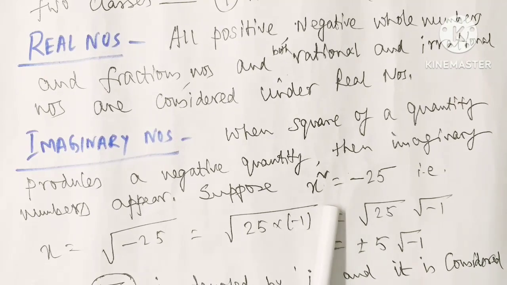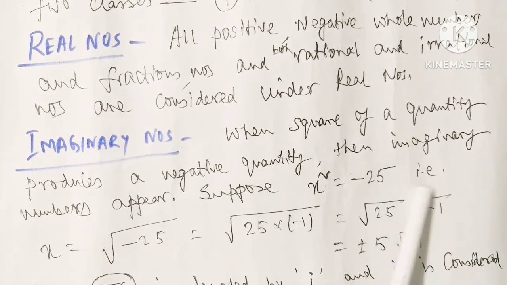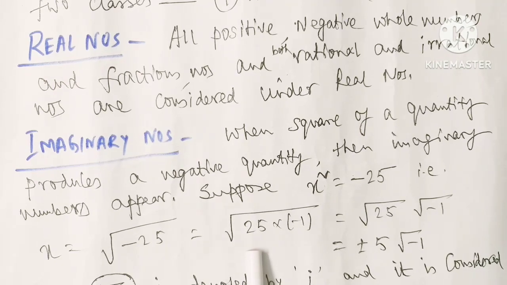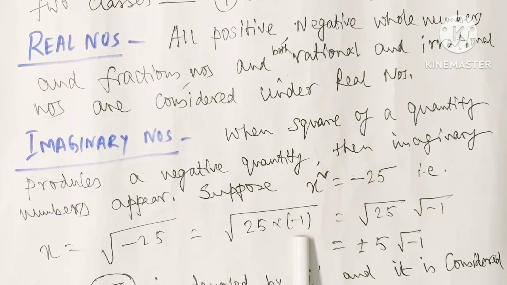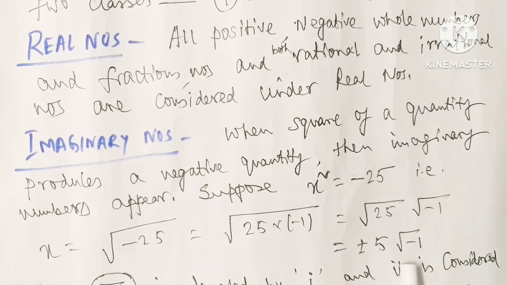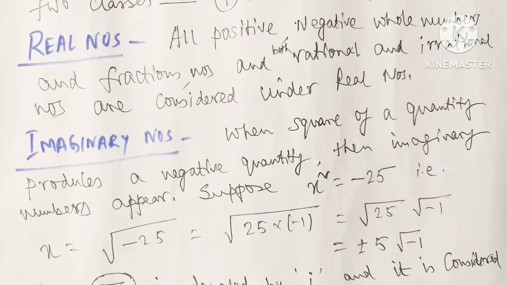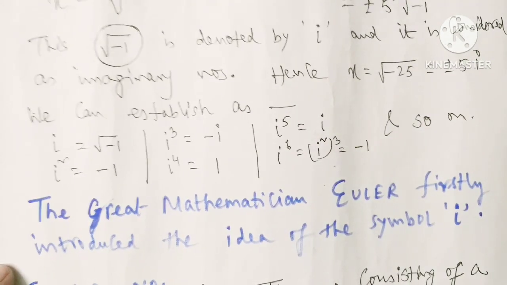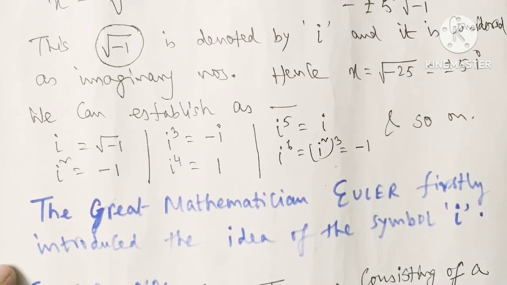Suppose x square equals minus 25, that is x equals root over minus 25, and this can be written as 25 into minus 1, and the expression is root 25 into root minus 1. For root 25 we get plus minus 5, and root over minus 1 is denoted by small i. This is called iota, and it is considered an imaginary number.